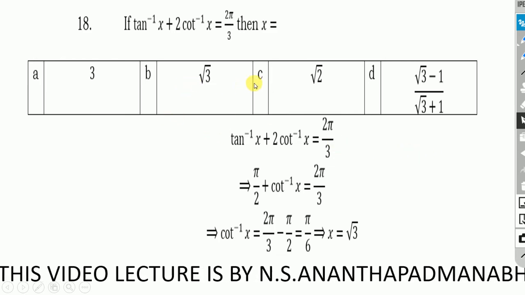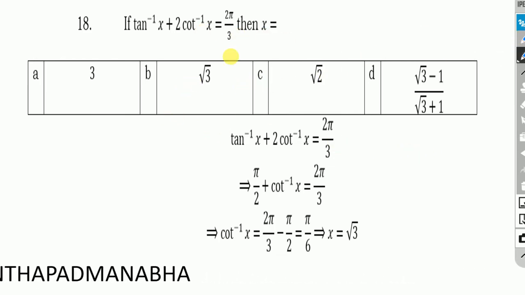Next, if tan inverse of x plus 2 cot inverse of x is equal to 2 pi by 3, then x is equal to, option A is 3, option B is root 3, option C is root 2, and option D is root 3 minus 1 by root 3 plus 1. Now tan inverse x plus 2 cot inverse x is equal to 2 pi by 3 is given.